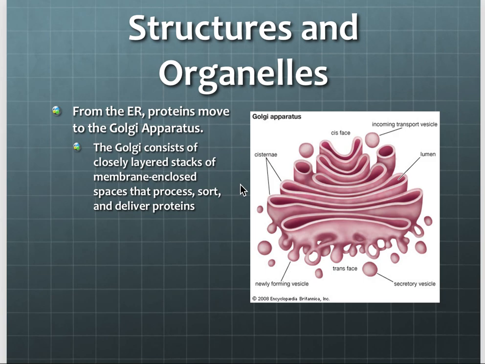Now that's just like the post office. The post office is receiving mail from all over the place. It gets it from all parts of Tennessee, and then it's going to sort it out and say, okay, this mail goes to Memphis, this mail goes to Arlington, this goes to Cordova, this is going to Germantown. So it's the Golgi's job to make sure these proteins get where they need to be.